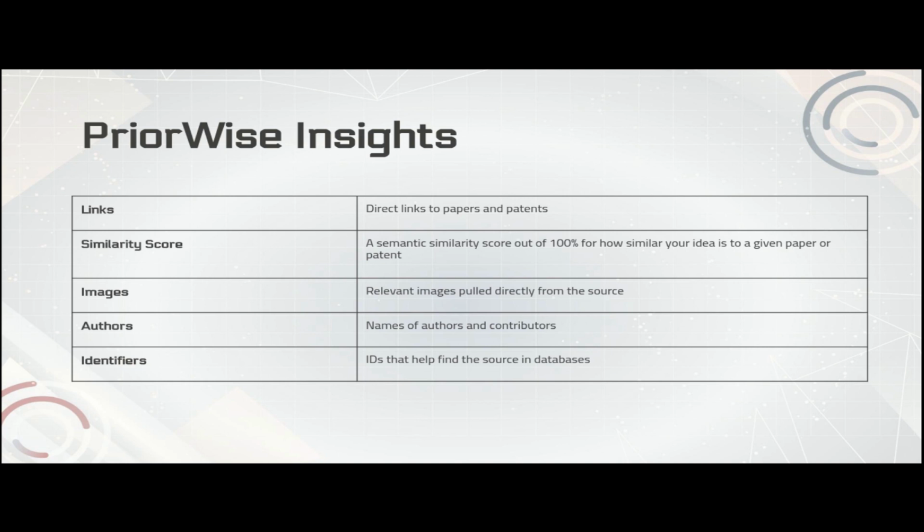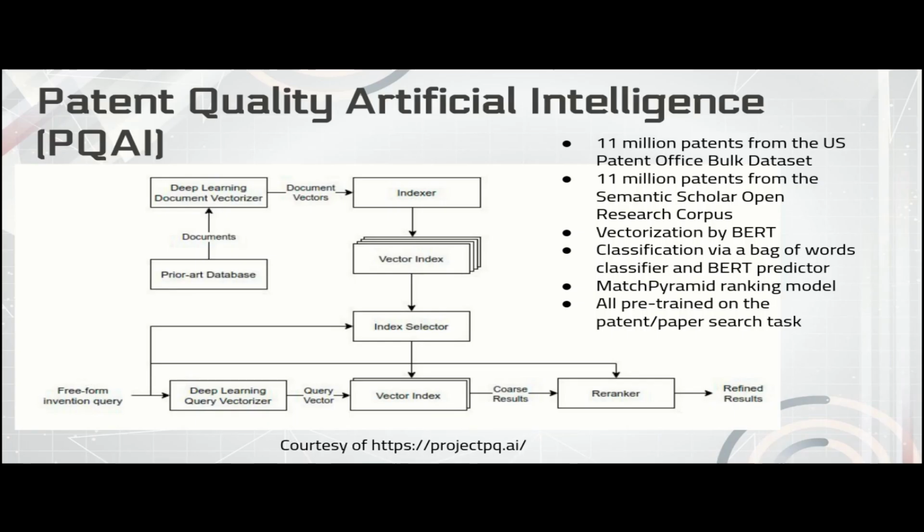PriorWise provides you with a representative image, links, authors, and most importantly, a similarity score computed based on the ranking of how similar your idea is to the ideas PriorWise has matched it to. These are both papers and patents if the user chooses. This way you can tell at a glance how similar a given patent or paper might be to your idea.